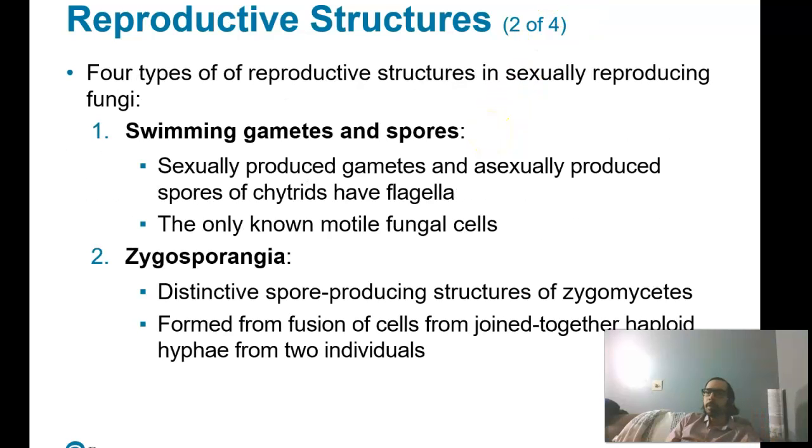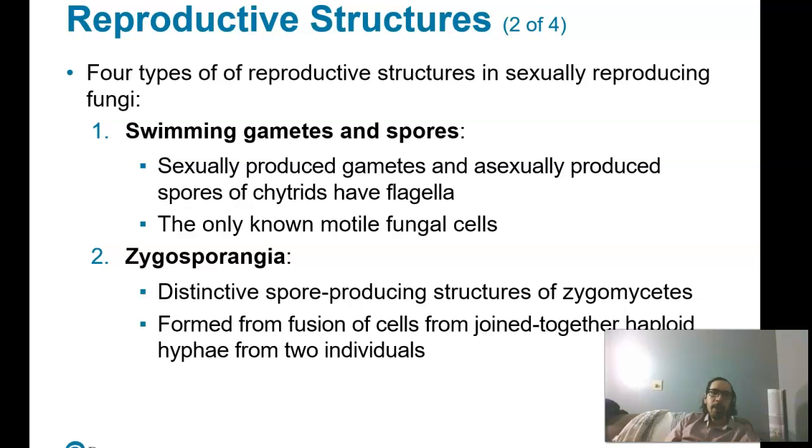Many species of fungi do not reproduce sexually. In those lineages, important morphological differences are seen. There are four types of reproductive structures in sexually reproducing fungi. There's the swimming gametes and spores. These are sexually produced gametes and asexually produced spores of chytrids, which have flagella. And these are the only known multifungal cells. Actually, the flagella of those chytrids are very similar to the flagella of sperm.